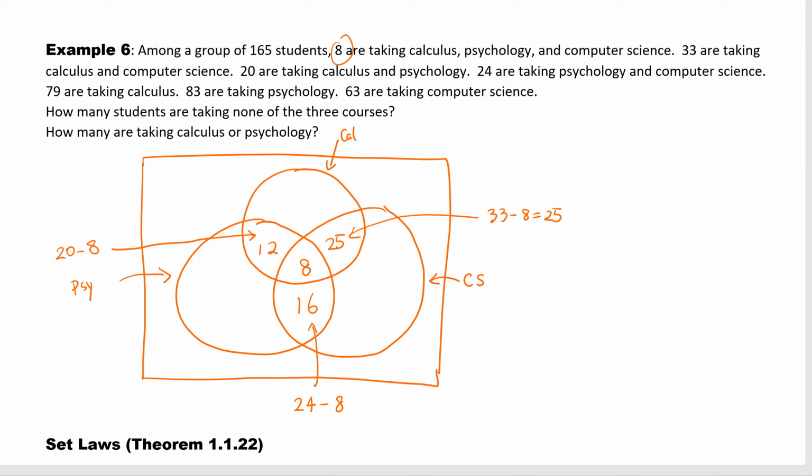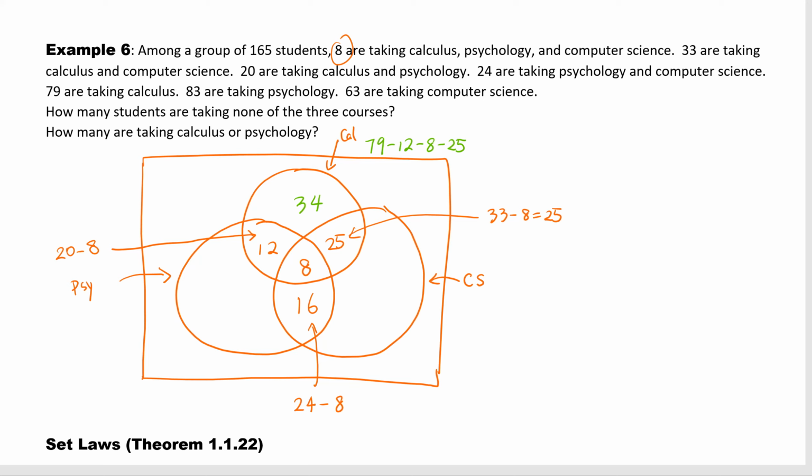79 are taking calculus. So which means the whole thing here taking calculus is 79. But we already know 3 regions, the 12, 8, and 25. What is the remaining region? Well, the remaining region is going to be 79 subtract all 3 of them. Right? So that is 79 minus 12 minus 8 minus 25. You know 12 and 8 is 20, 20 plus 25, 45. 79 minus 45 is 34. So we have 34 students here.